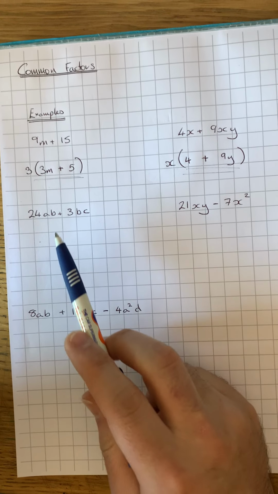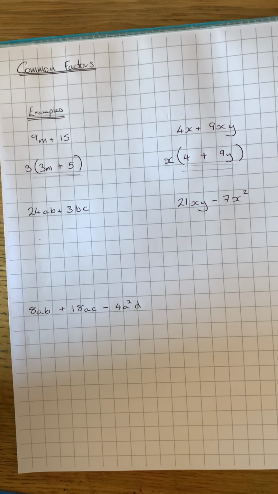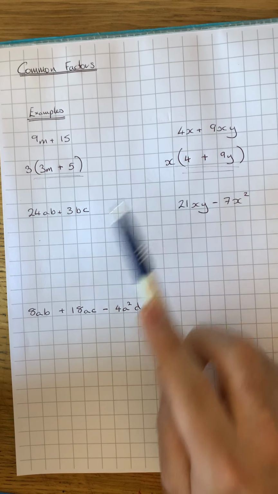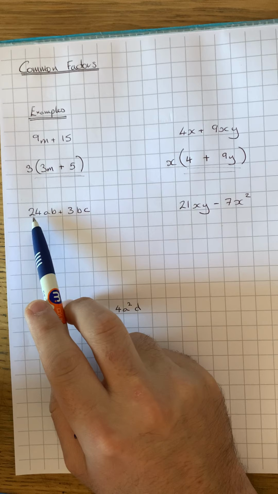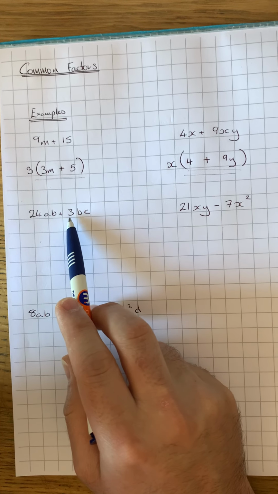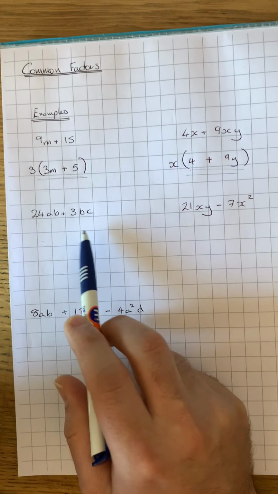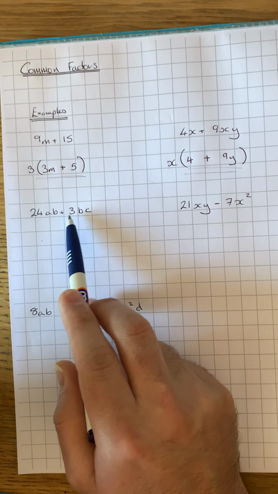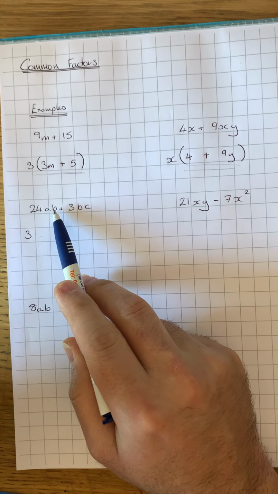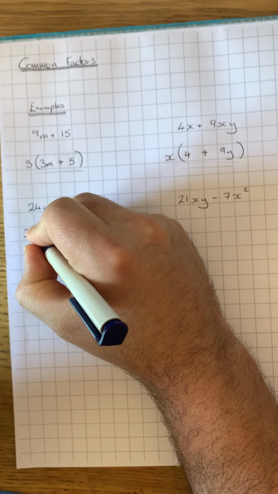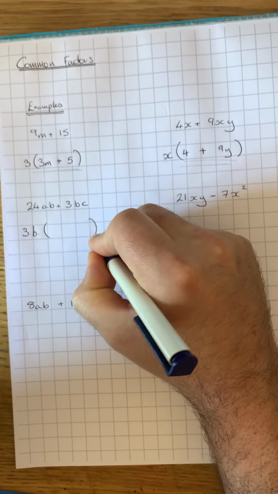Moving on to the next one. This one, we're bringing in both a letter and a number into factorising out. So if we've got 24ab add 3bc, well, first of all, I can see that 24 and 3, we can take a 3 out, but I can also see that there's a b common to them, so I'm going to take the b out as well.